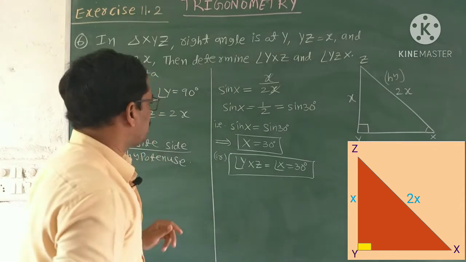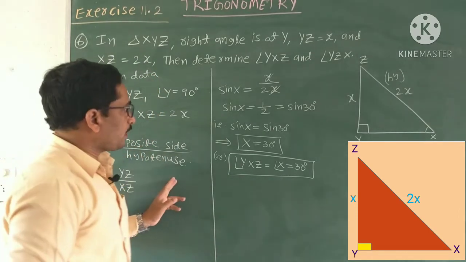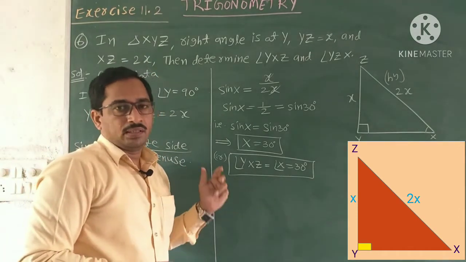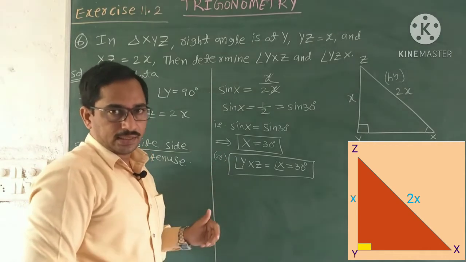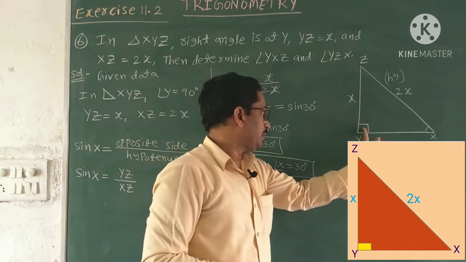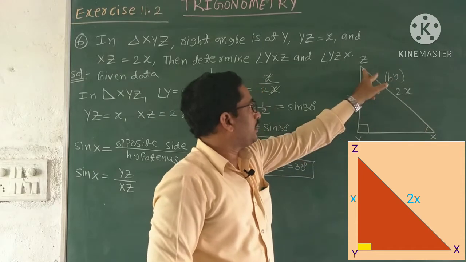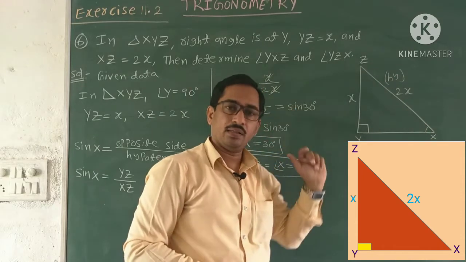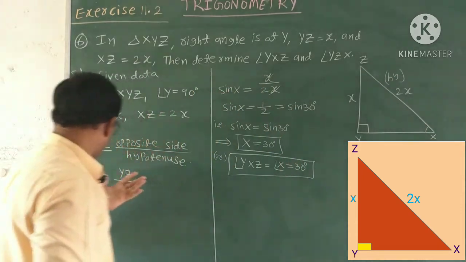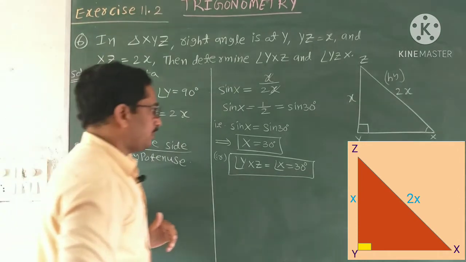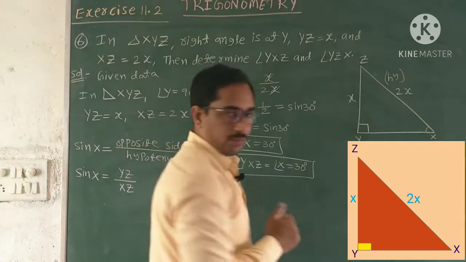Here we have two methods. Either we can apply the angle sum property: the sum of the angles in any triangle equals 180 degrees. The two angles are known, 90 and 30, so the angle at Z must be 60. Or we can calculate it in the same way from the trigonometric ratios.